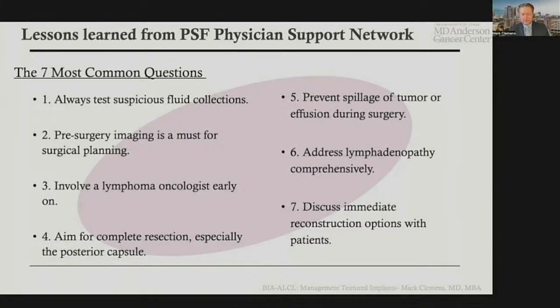We really recommend that any confirmed patient see a lymphoma oncologist to help with some of the decision-making in the treatment of that disease. We always aim for a complete resection, particularly the back wall of that scar capsule. That can sometimes be the most difficult part to remove off of the patient, and it's absolutely critical that it comes off in a confirmed case. Prevent spilling of any tumor or any cells during the surgery to prevent spreading of the disease.